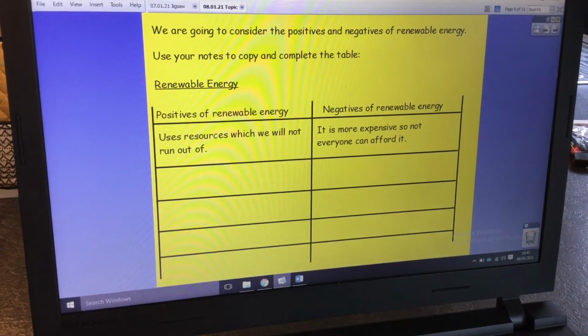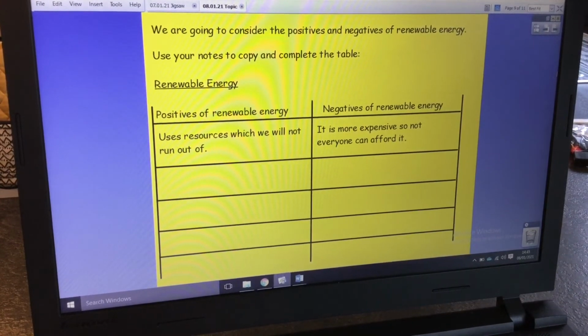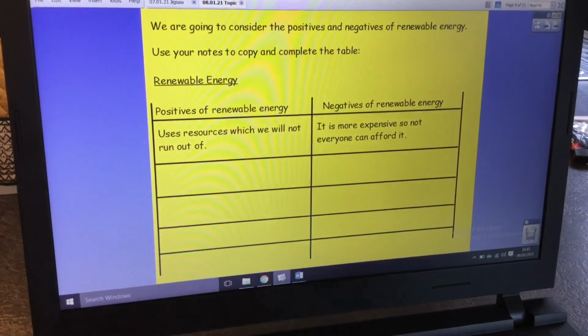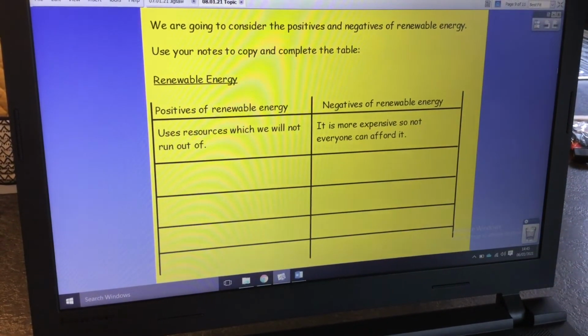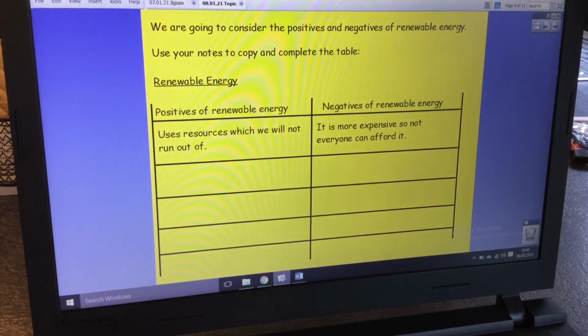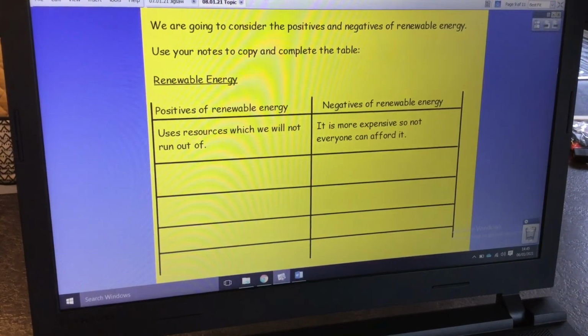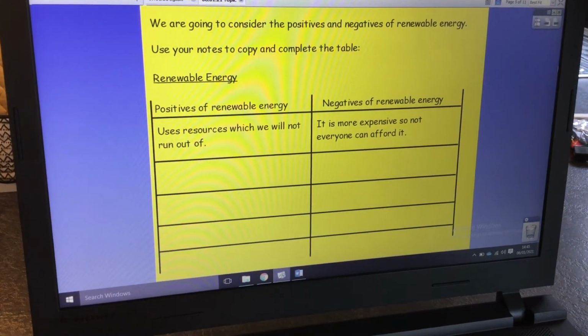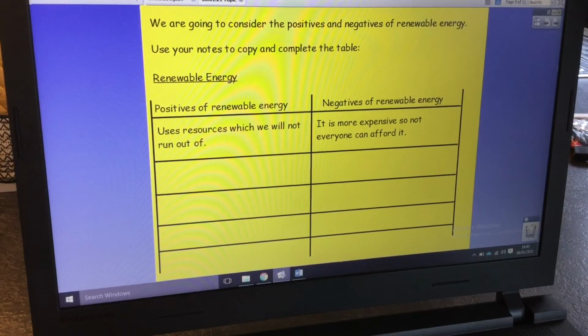Okay, so what I want you to do is to copy up the table and complete it. It may be that you can think of more things, which is great. At the moment, we've got another 1, 2, 3, 4 rows in our table. But if you can think of anything else, please do write it down on either side. It might be that you end up with more positives than negatives, or maybe you'll end up with more negatives than positives. And we will see what the winner is. Do you think renewable energy is going to end up having more positives or more negatives?